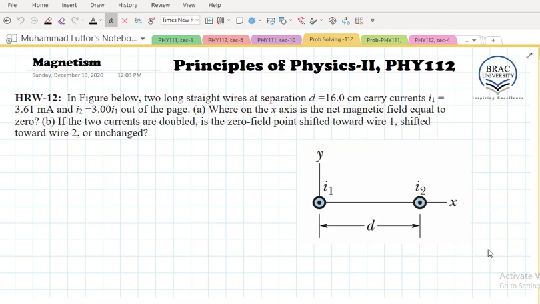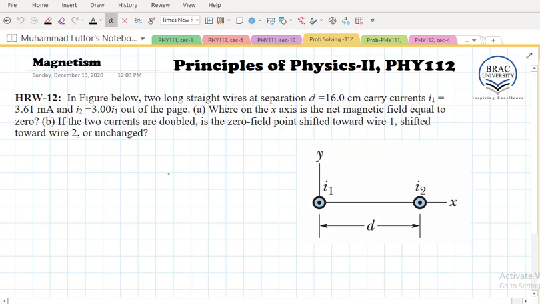And the second question: if the two currents are doubled, is the zero field point shifted towards wire 1, shifted towards wire 2, or does it remain unchanged? It means that if we double the current in wires 1 and 2, will the zero field point shift towards wire 1, towards wire 2, or remain unchanged? Let's start.